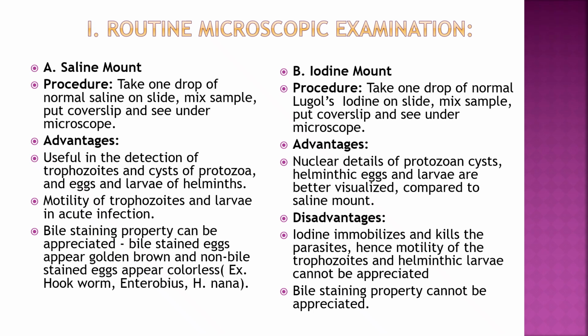Then iodine mount. The procedure: take 1 drop of Lugol's iodine on a slide, mix stool sample, put a cover slip and see under the microscope. Advantages: the nuclear details of the protozoan cysts, helminth eggs and larvae are better visualized. Disadvantages: iodine immobilizes and kills the parasites, so motility of the trophozoites and helminth larvae is not appreciated, and bile staining property is not appreciated.